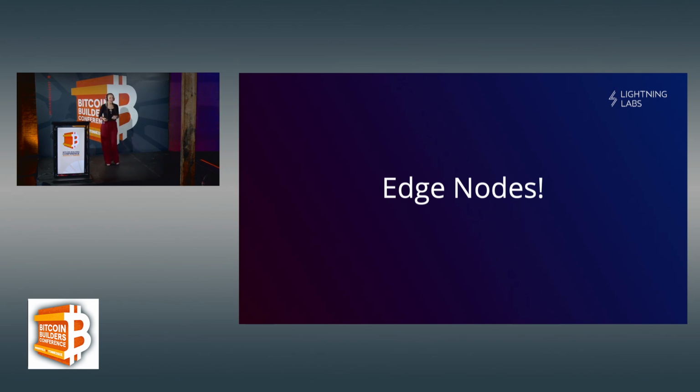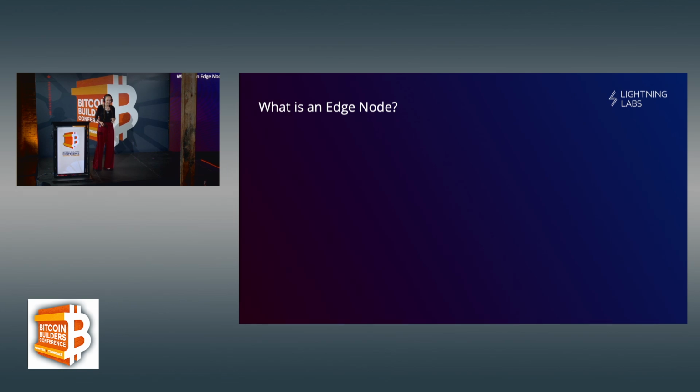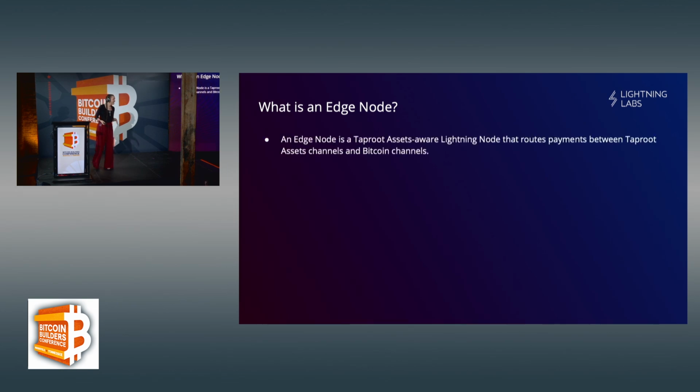And I'm imagining no one here is yet familiar with what an edge node is. So I will go into some depth on this, right? So this one's fun. All right, what is an edge node? Sorry, I'm going to read from a slide, and then I'll show you nice pictures. All right, an edge node is a Taproot asset-aware Lightning node that routes payments between Taproot asset channels and Bitcoin channels. If that doesn't make sense, I'll show you a picture in a second.